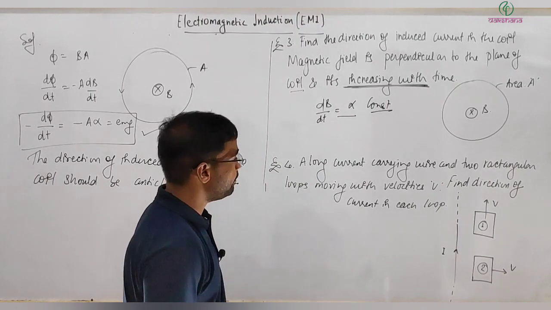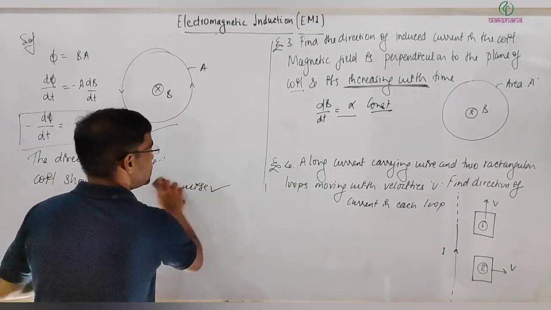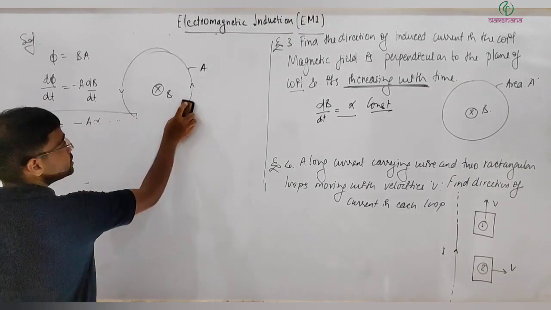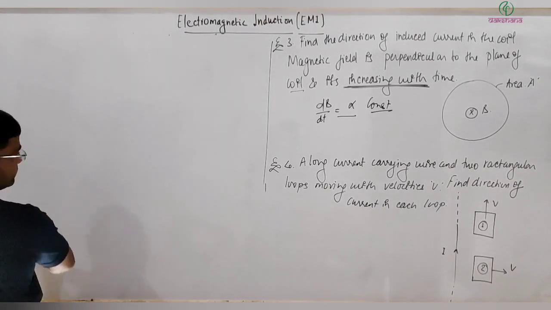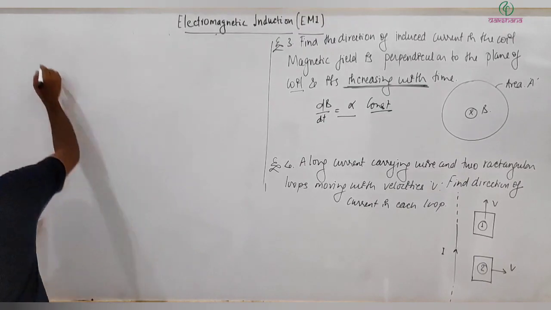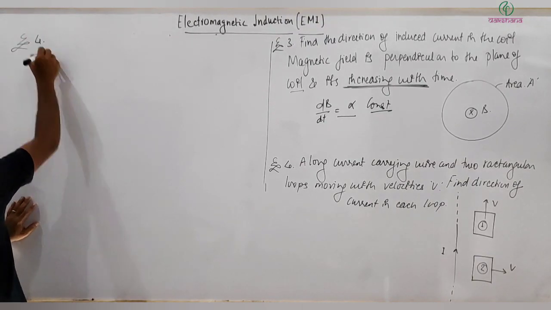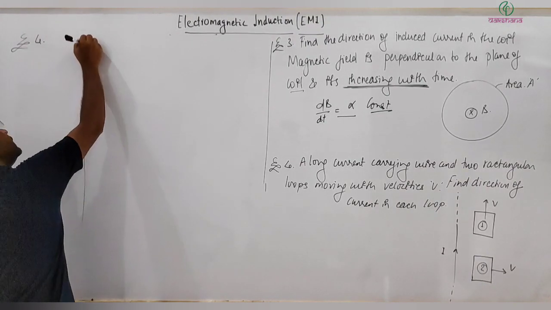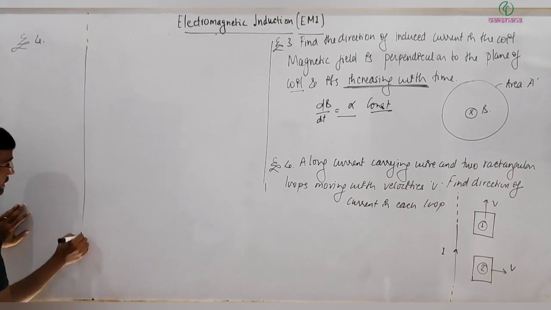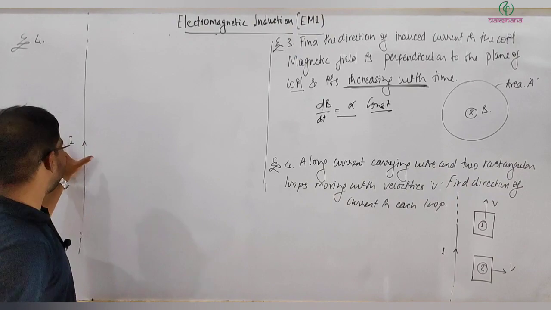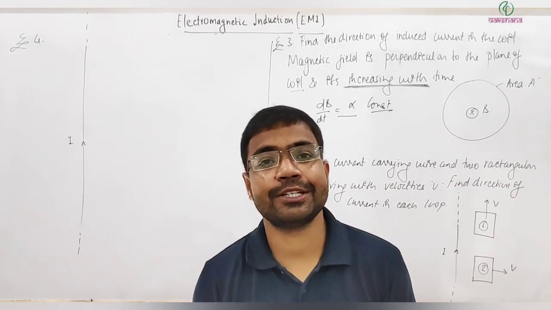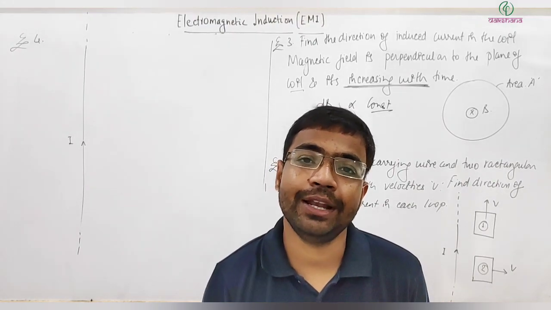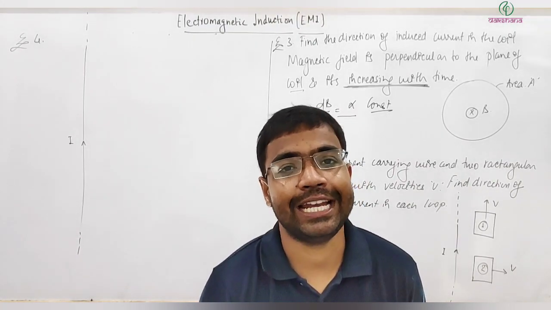Okay, so here we have one more example, I can erase this. A long constant current carrying wire is there. Let me explain. Let's say we have a very long, means infinite, current carrying wire carrying some current I. Now for this wire, you should know from magnetism what the direction of the magnetic field is and what the magnetic field is at any point.